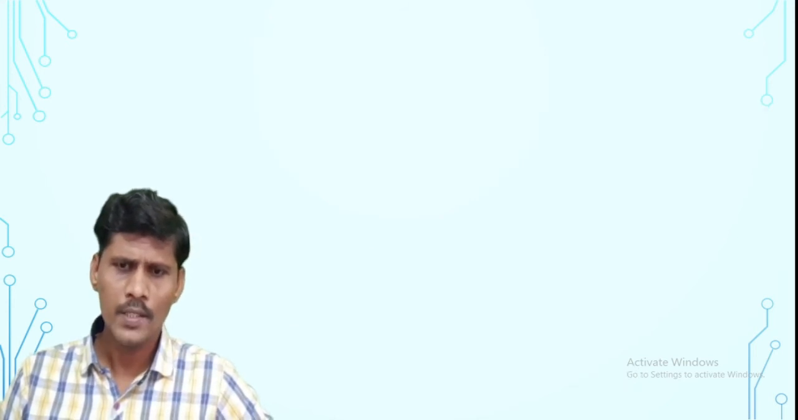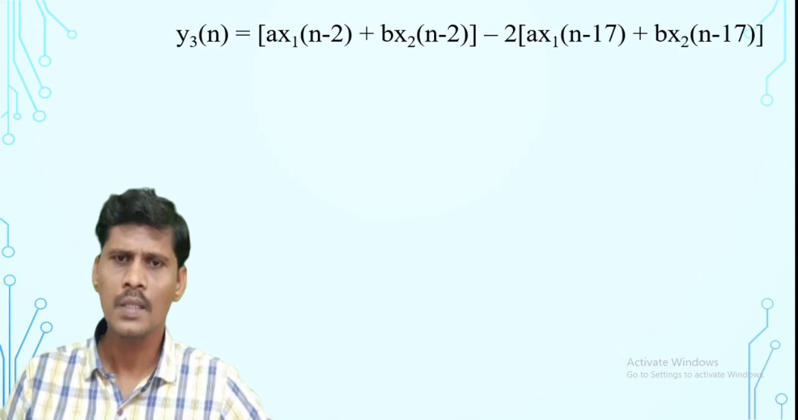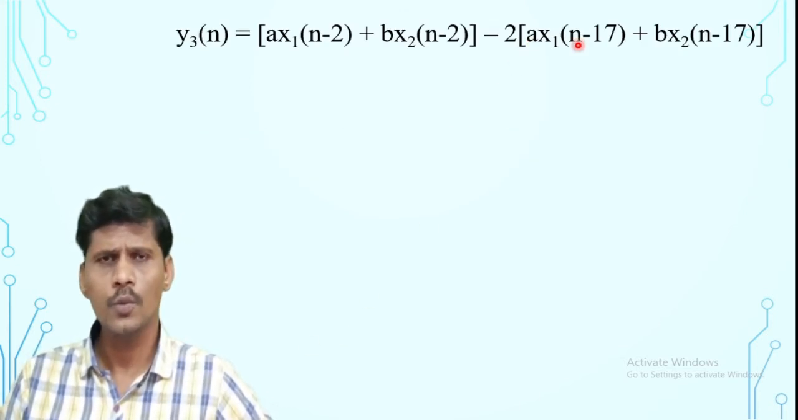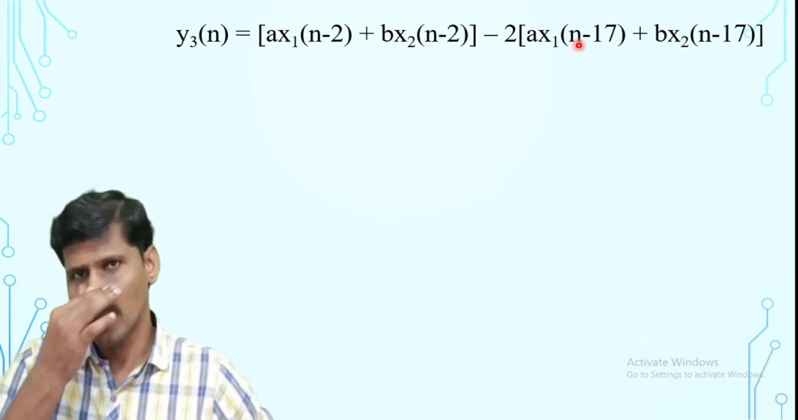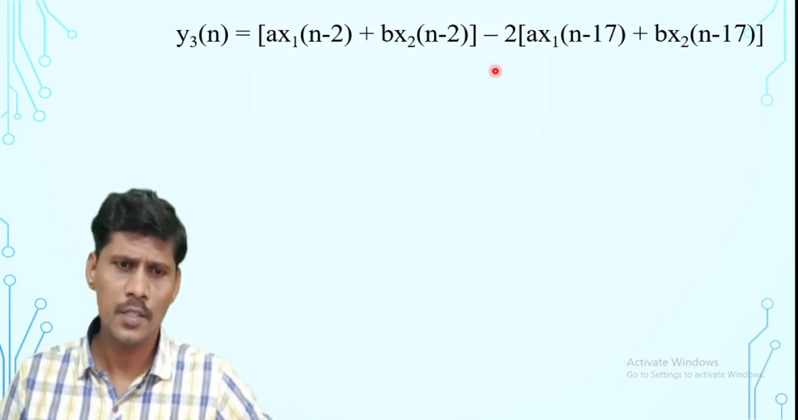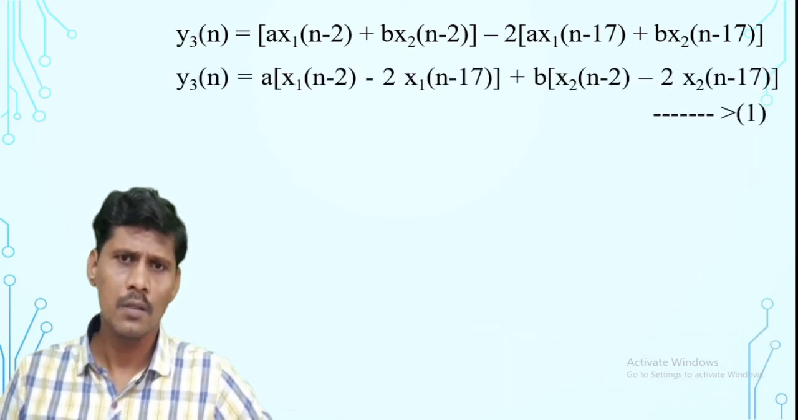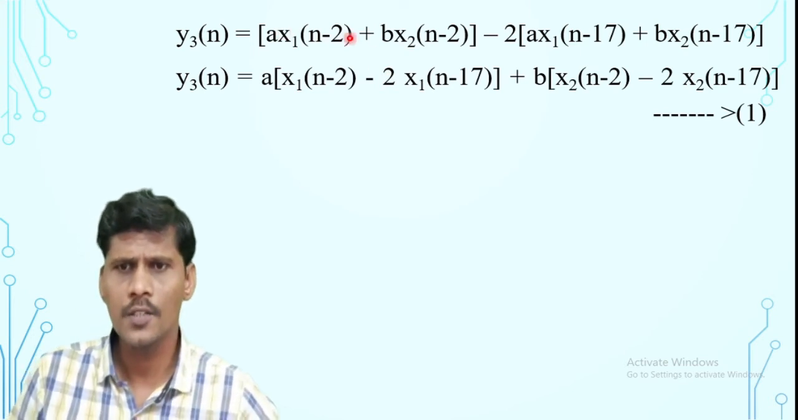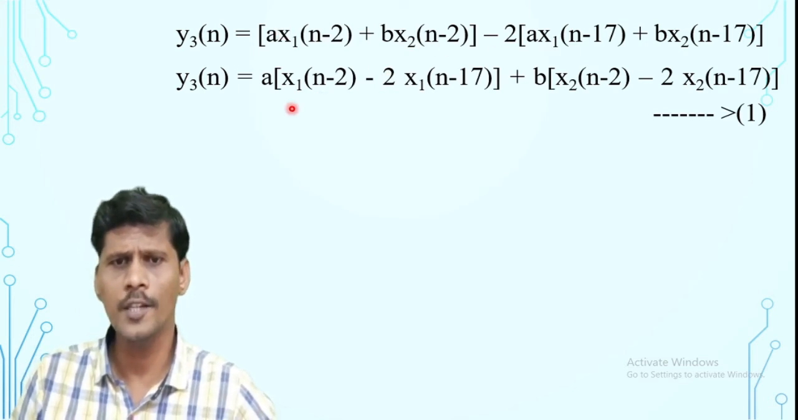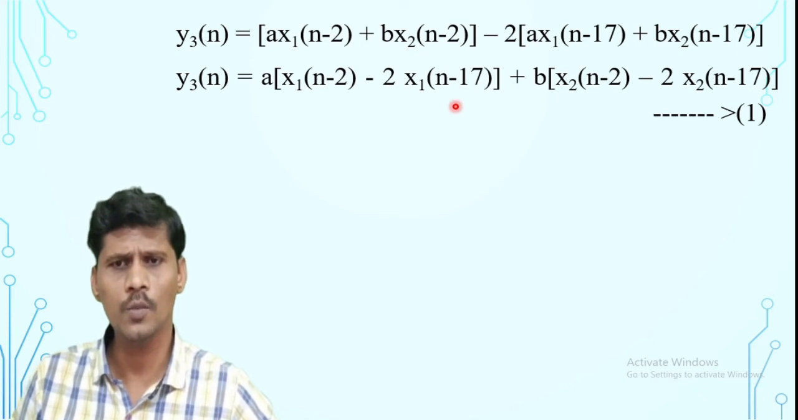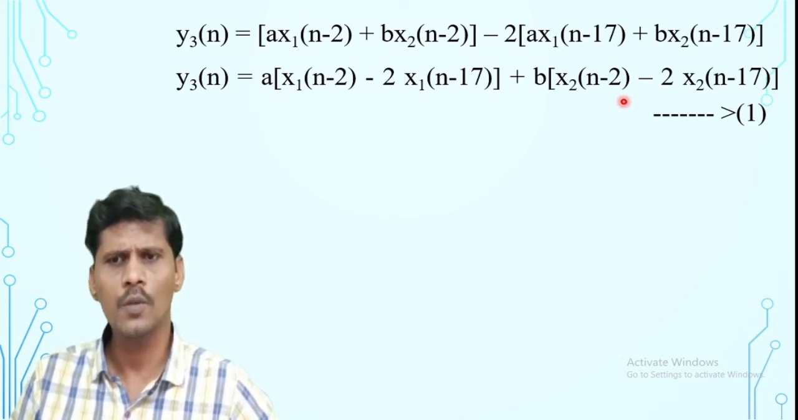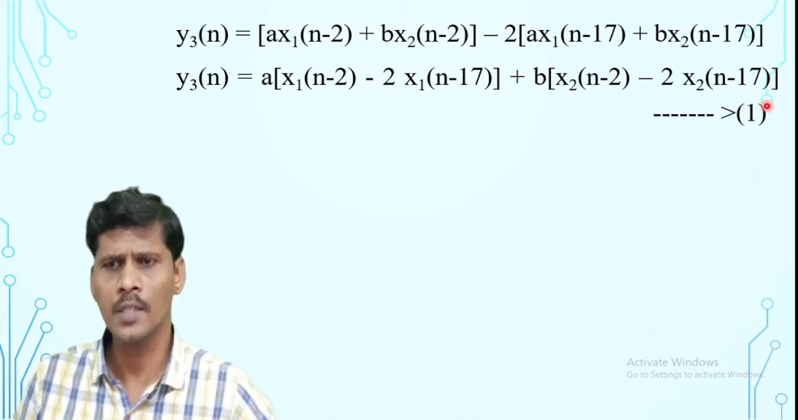y3 of n is equal to a x1 of n minus 2 plus b x2 of n minus 2, minus 2 times a x1 of n minus 17 plus b x2 of n minus 17, that is equal to, in this term and in this term a is common, a into x1 of n minus 2 x1 of n minus 17, plus in this term and in this term b is the common, b into x2 of n minus 2 x2 of n minus 17.